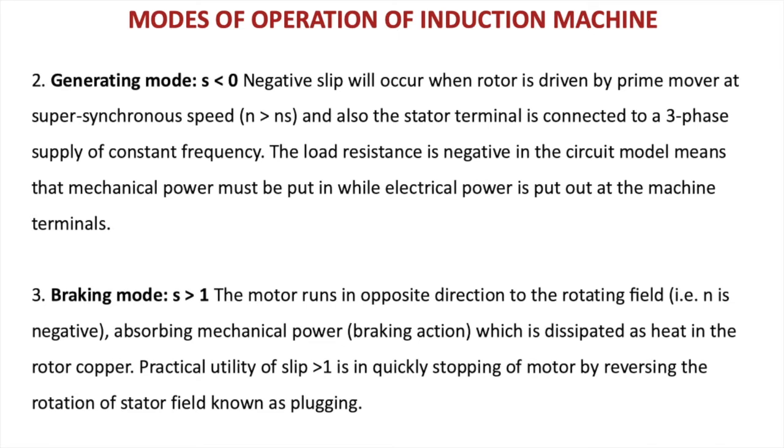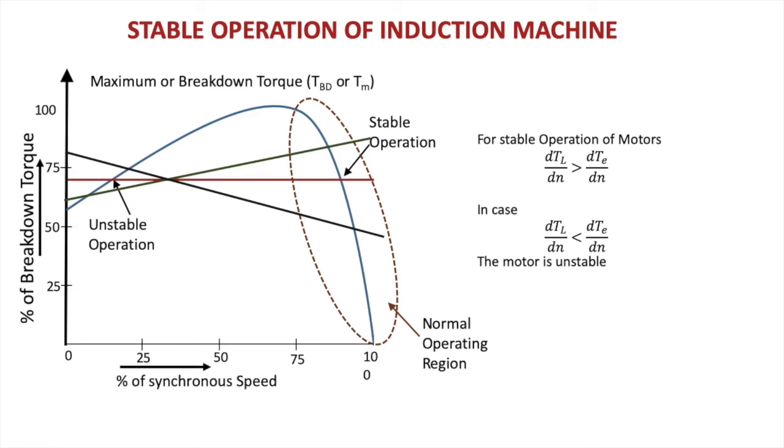Now the braking mode. When slip is greater than 1, the motor runs in the opposite direction to the rotating field, that is N is negative, and it absorbs mechanical power, that is the braking action, which is dissipated as heat in the rotor copper or the rotor windings. The practical utility of slip greater than 1 is in quickly stopping the motor by reversing the rotor direction with respect to the stator, known as plugging, and this is done by just changing the phase sequence of the supply system. Now, when will the motor operate in stable operation?